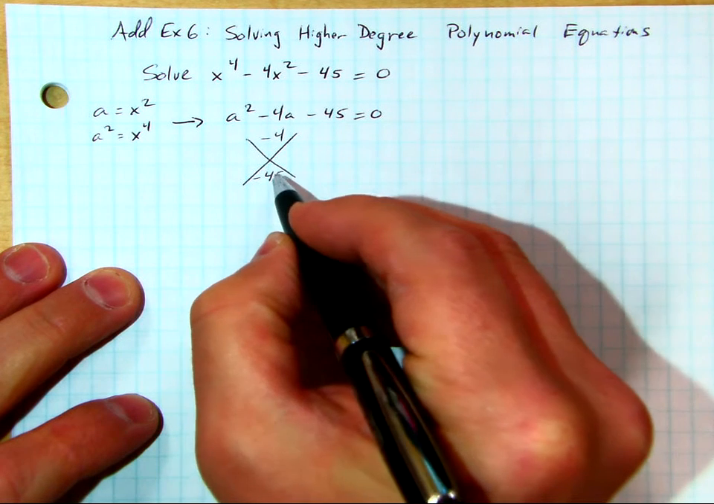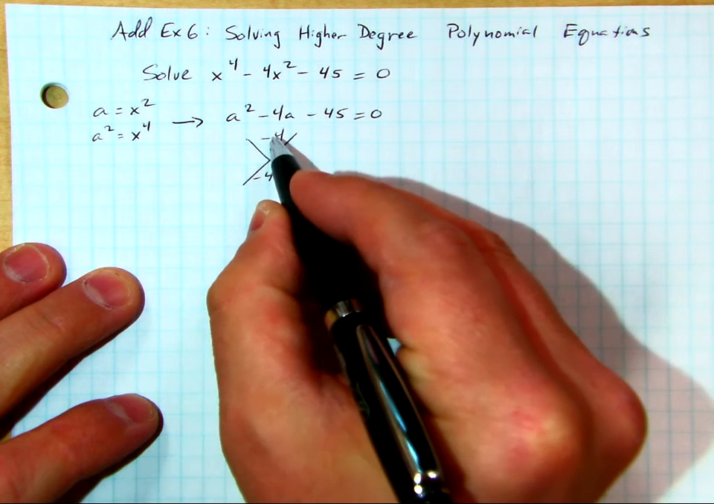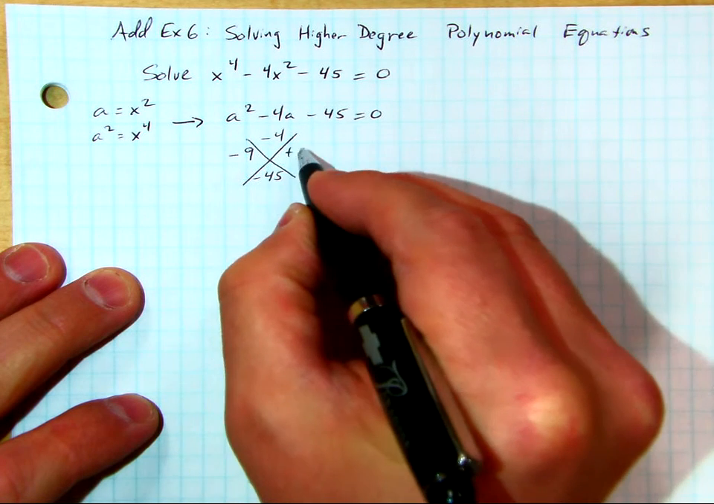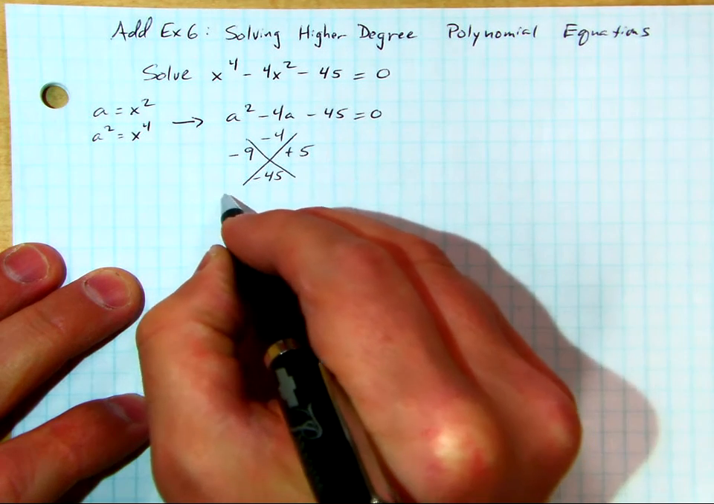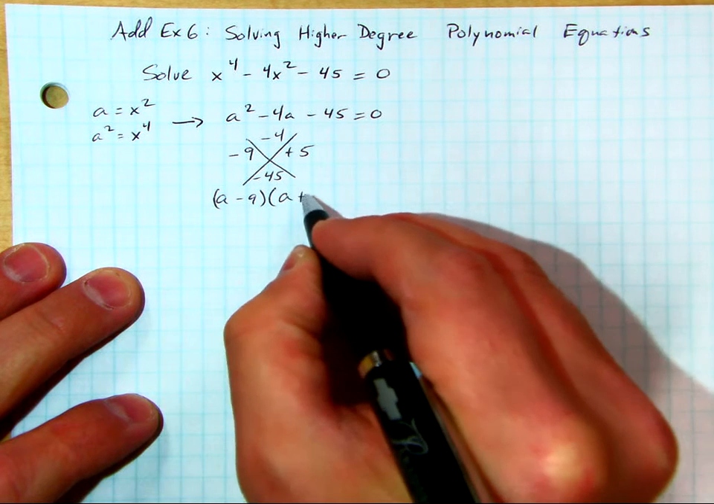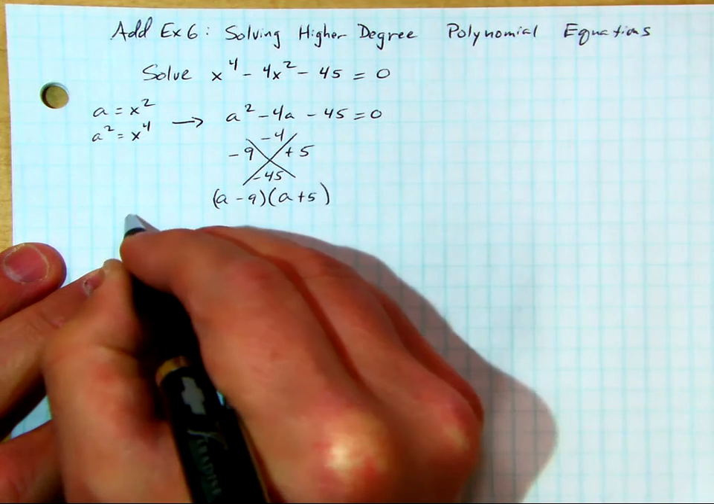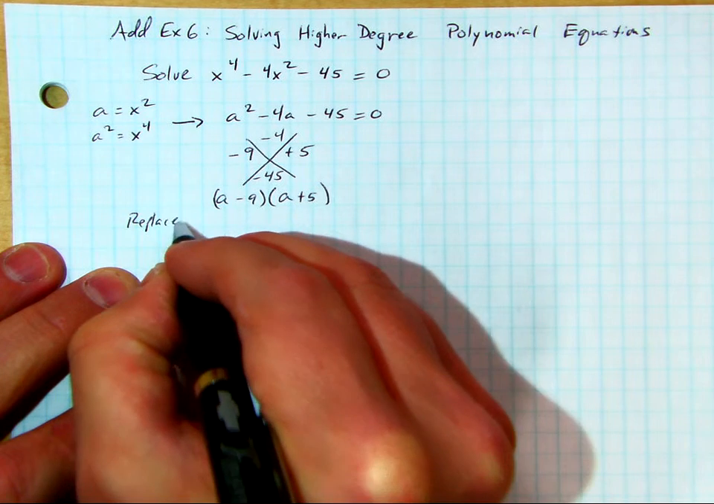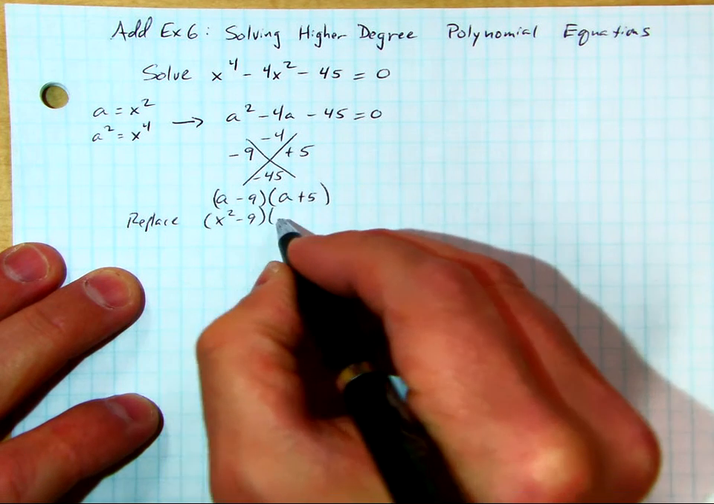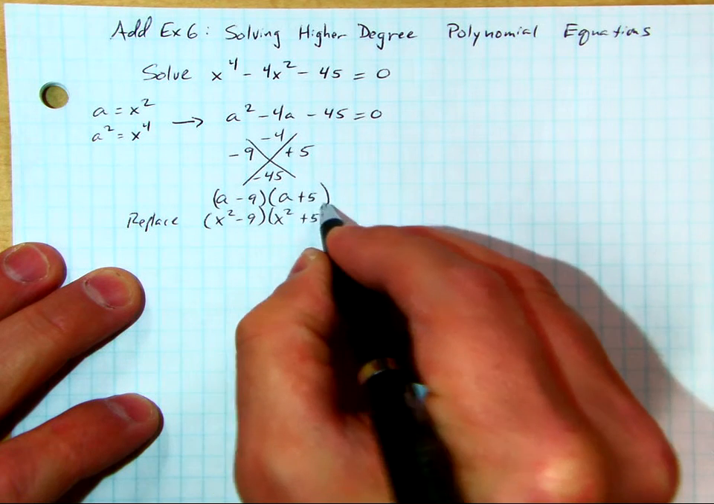So in this case, what numbers multiply to negative 45 but add up to negative 4? In this case, it's negative 9 and plus 5. So when we write a minus 9 for our first binomial and a plus 5 for our second, all we then do is replace a, which is actually x squared. So x squared minus 9 and x squared plus 5.